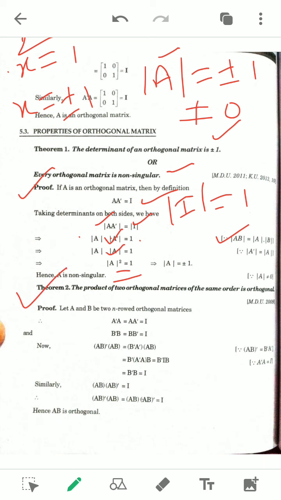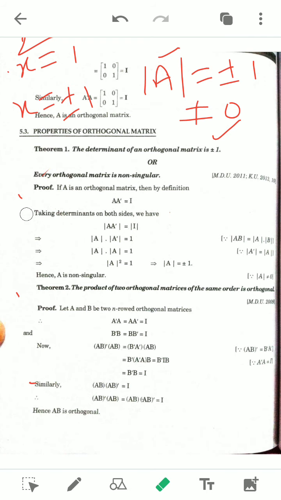Now come to the next theorem, theorem number 2. In this, we have to prove that the product of two orthogonal matrices of the same order is orthogonal. That means, if we talk about a matrix A of order n, and we take a matrix B of the same order n, we have to prove that the product of two orthogonal matrices is also orthogonal.